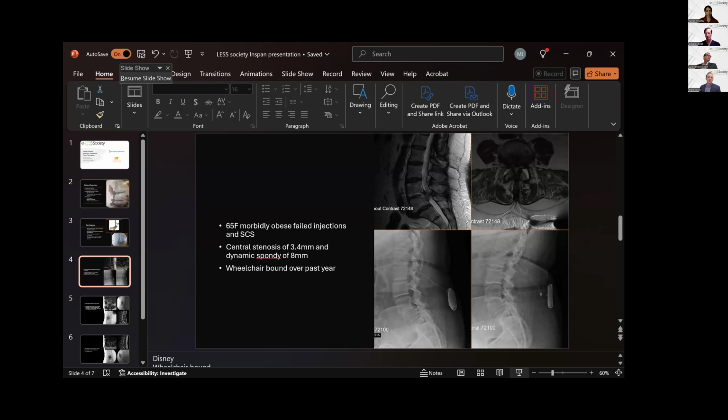And then the main indications are going to be, you're going to see facet tropism. You can use this for facetogenic pain, stenosis, obviously, and then you're going to be looking for any instability or spondy over 3 millimeters. You can also use this for a wide variety of indications, like adjacent segment. As you can see in the image on the right, that's one that I did a few months ago. Patient's doing great.